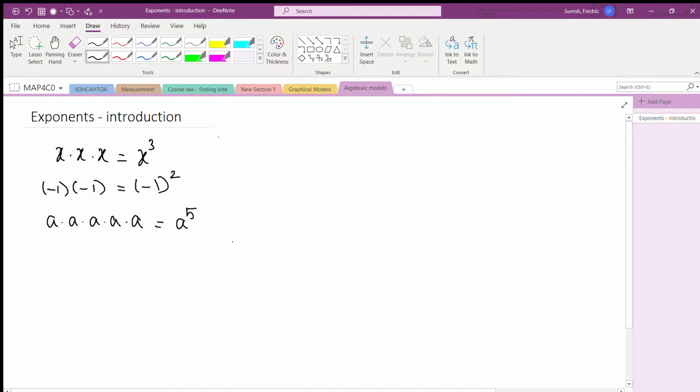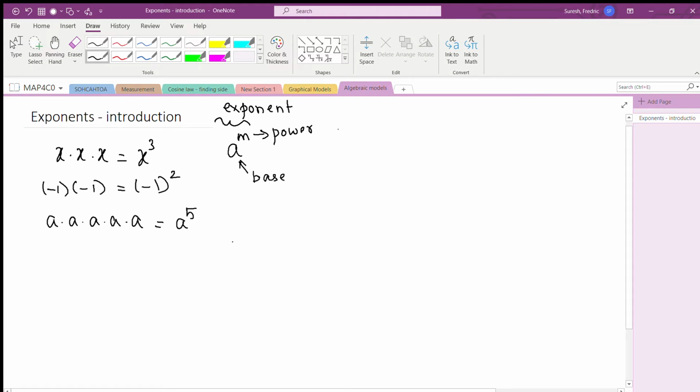Before we go any further, I need to introduce this idea to you. So let us say I have an exponent that looks like that. That is called the power, and that is called the base, and the whole thing is called the exponent.